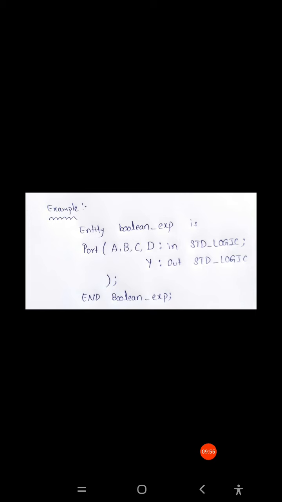In case of port, we have to define the input and output signals. Here the input variables are A, comma, B, comma, C, comma, D. All these are the signal names. Whatever circuit you are given, these are the input signal names, A, B, C, D, and they are inputs. That's why we have written colon in. Next, std_logic is the signal type, and in is the mode name. And the next one, Y, is the output, so we have given it as out std_logic.